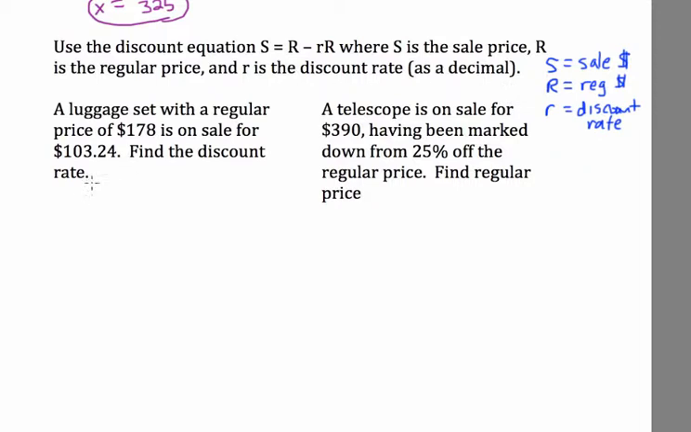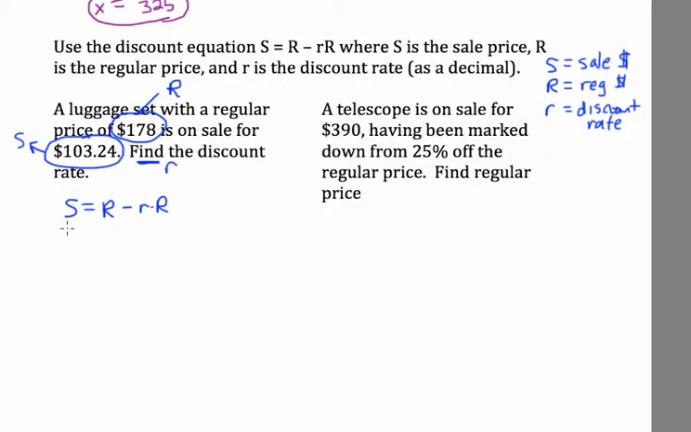A luggage set with a regular price of $178, so regular price of $178, that's big R, is on sale for $103-ish. That's S. Find the discount rate. So we'll be finding little r. The first step, and this is an important one that some people sometimes skip, write out your equation. That helps to cut down on errors. What does it mean when little r is right next to big R? A multiplication is implied in there.